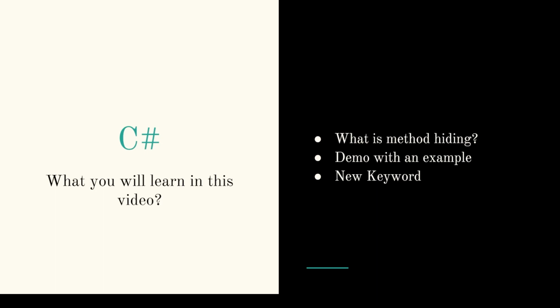Method hiding is also known as method shadowing. In this concept, if we have a method in the base class, then we can hide that method in our derived class using the new keyword. Let's open up Visual Studio and understand this with an example.